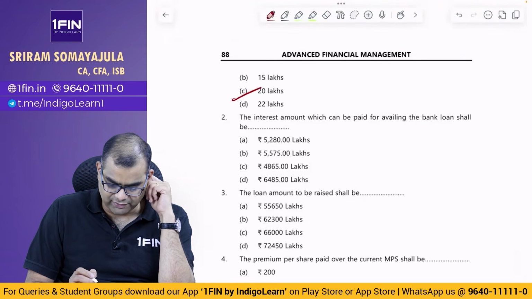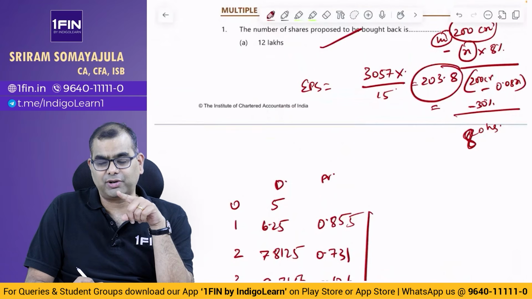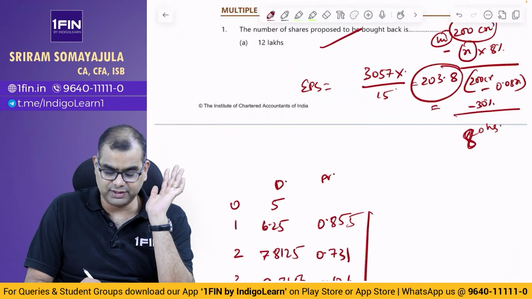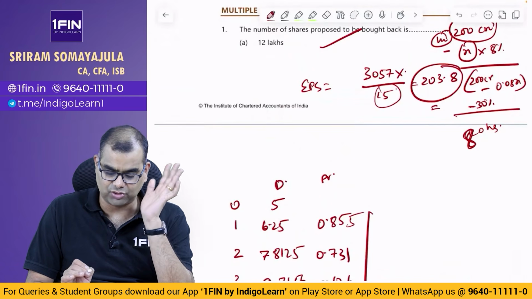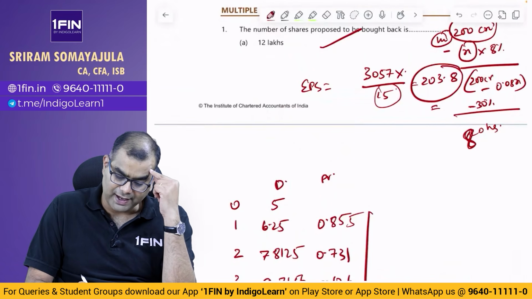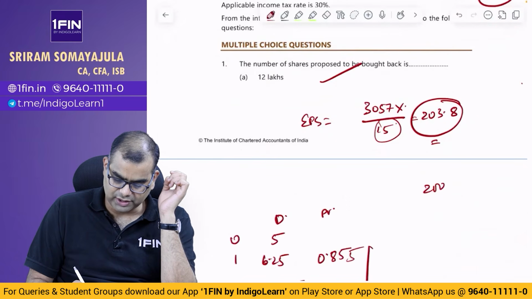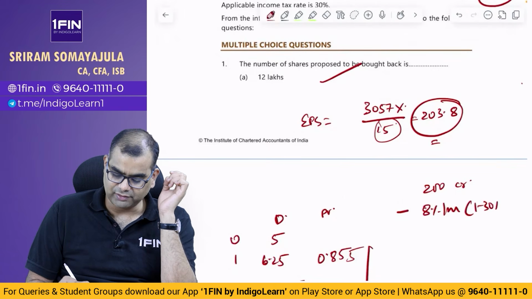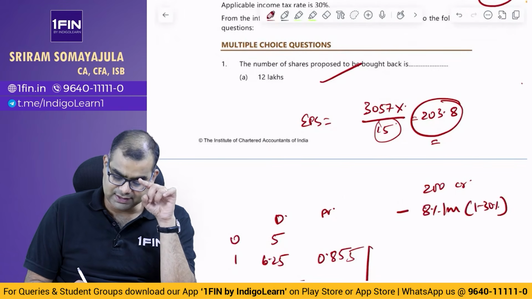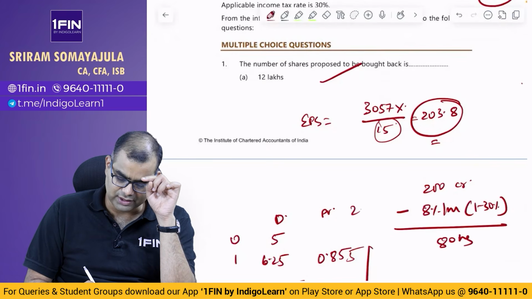The interest amount which can be paid for availing the bank loan. Now interest will come there. I have an EPS of 203.8. This is what EPS? Post buyback EPS. Why is it 203? Because they said the share price is 3057, PE is going to remain at 15, so EPS is this. Then what is my PAT? Original PAT was 200 crores. So 200 crores minus 8% of loan into 1 minus 30%, this will be my revised PAT. This revised PAT divided by 80 lakhs will be 203.8.